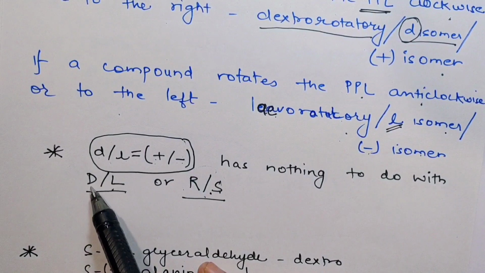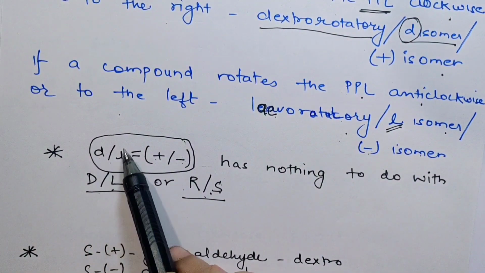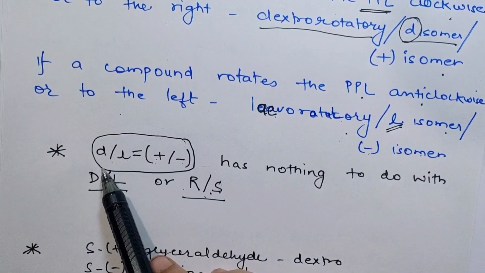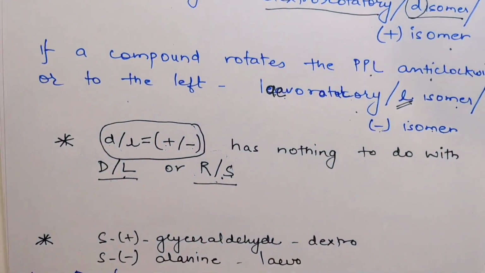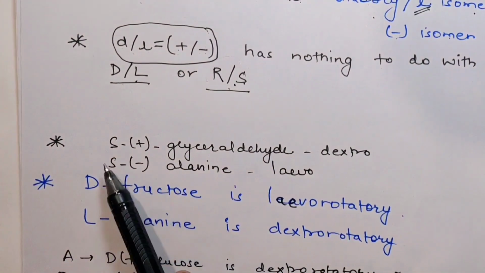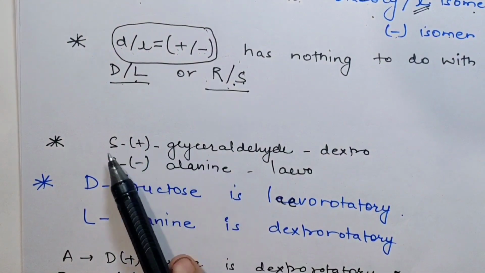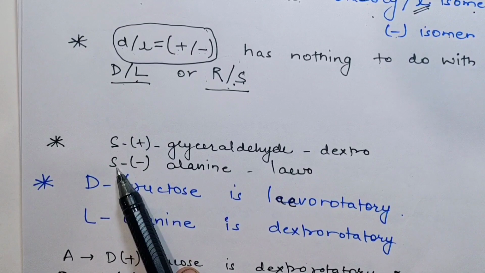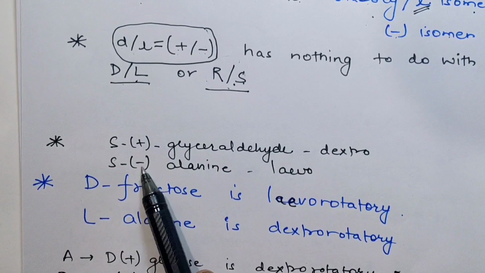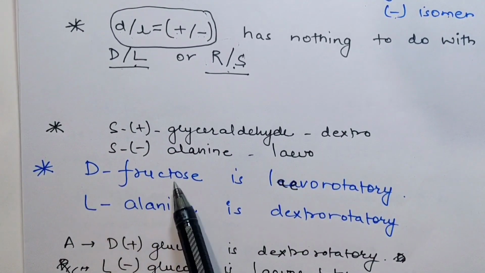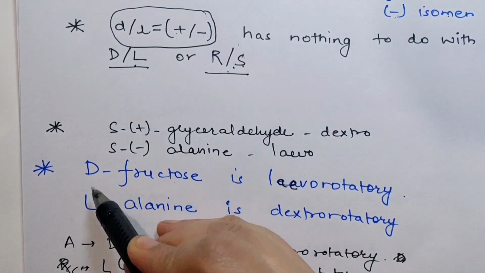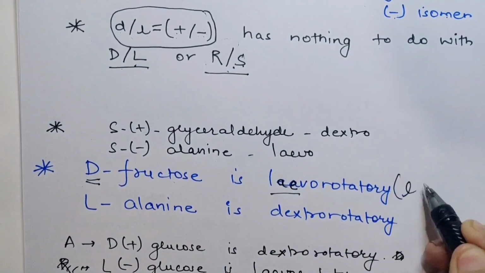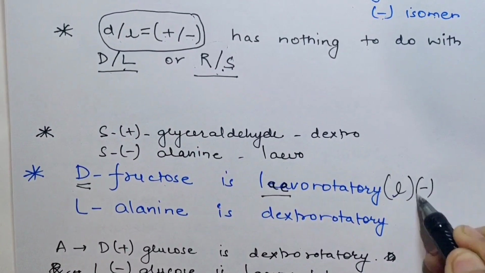But capital D, capital L, small d, small l, not the same thing. Examples of that: there is a molecule with S configuration and it's dextrorotatory. There is a molecule of S configuration which is levorotatory. Then D-fructose is a compound which belongs to the D series, but it's levorotatory. That means it has small l or minus sign.